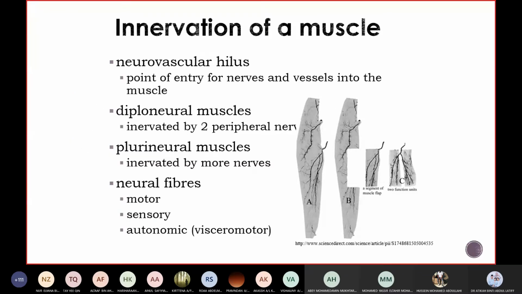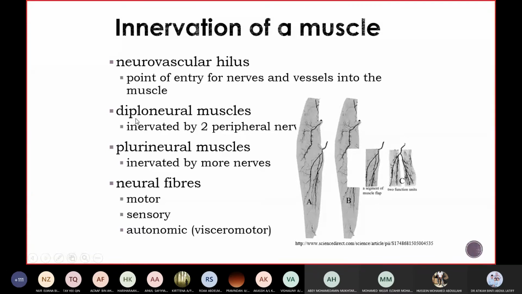So what are innervations of muscles? They have a neurovascular hilus. Neuro means nervous tissue or nerves. Vascular means blood vessels. So you always see neurovascular in anatomy teaching. Hilus is just an area. So for example here, this is the neurovascular hilus. It is the point of entry for nerves and vessels into each muscle.